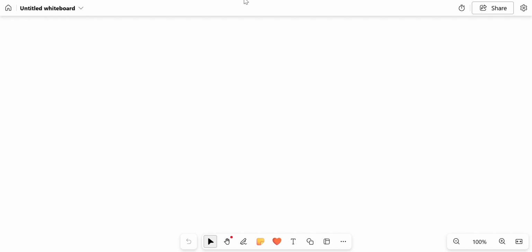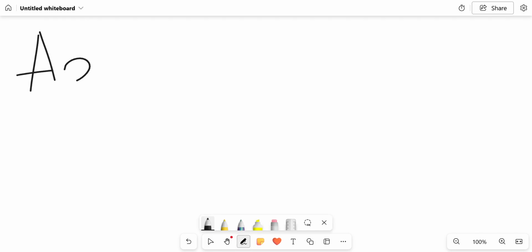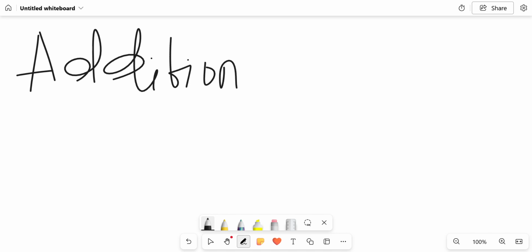So today we're going to be talking about addition of whole numbers. And the word addition, which is spelled like this, means combining two or more numbers to find their total. And the symbol for addition is the plus sign, which is like a cross. So let me give you an example.